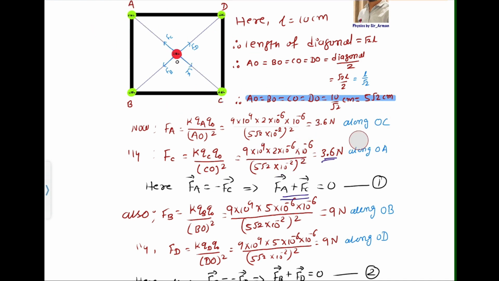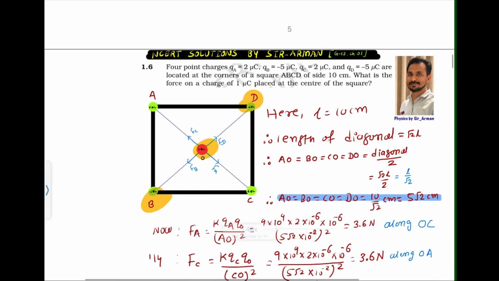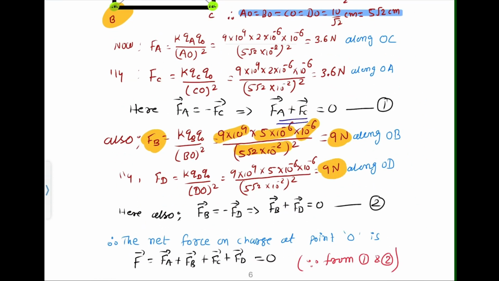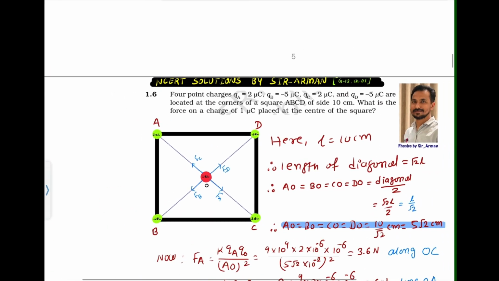Now let us talk about the force on the charge at O due to the charges at B and D. The force on the charge at O due to the charge at B, FB, is equal to K QB QO by BO square. Again I am just putting the value of K, the value of charge at B, the charge at the center, and the value of r, that is OB. If you calculate, you will get 9 Newton. Similarly, you can calculate the force exerted by charge D on the charge at the center, and again you will get 9 Newton.